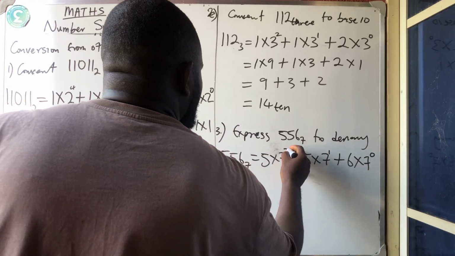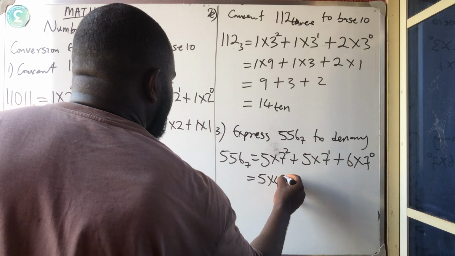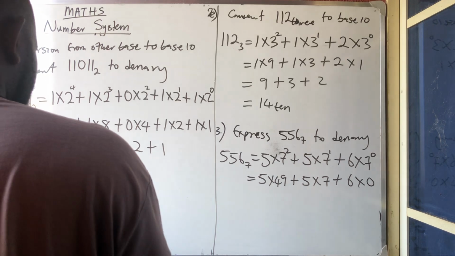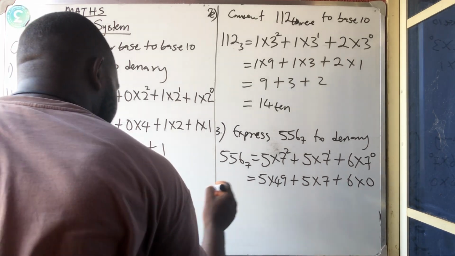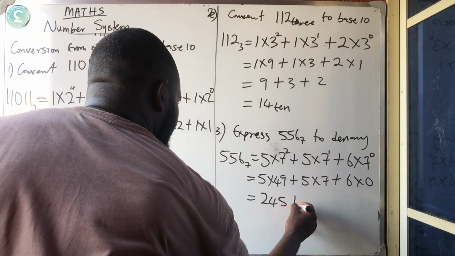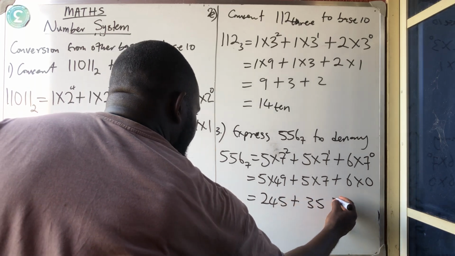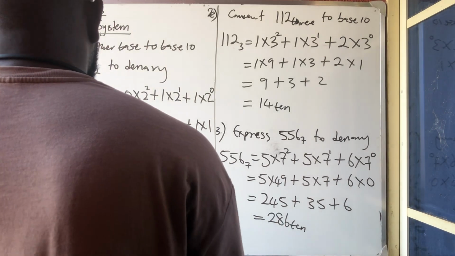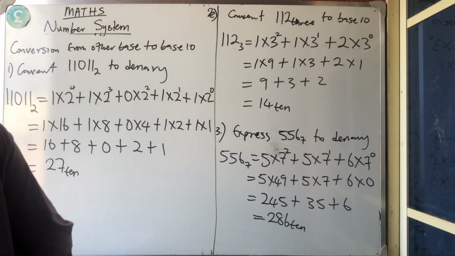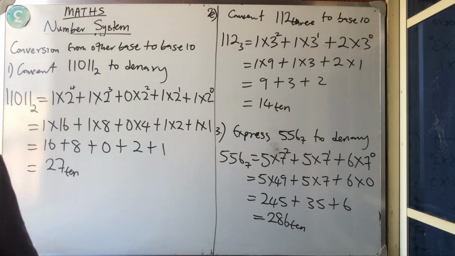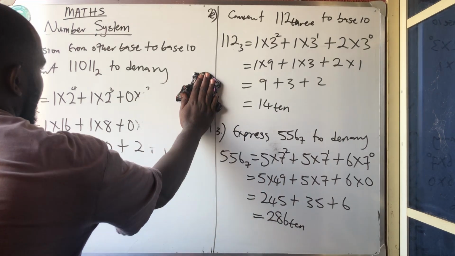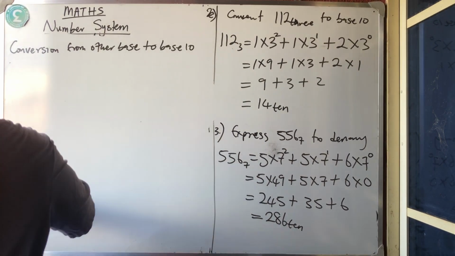The powers are 0, 1, 2, so we have 5 times 49 plus 5 times 7 plus 6 times 1. 5 times 49 gives me 245, plus 35, plus 6. So everything gave me 286 in base 10. That is how to convert from other base to base 10. The next thing we are going to do is convert decimals, like we did in the other one, from other base to base 10.